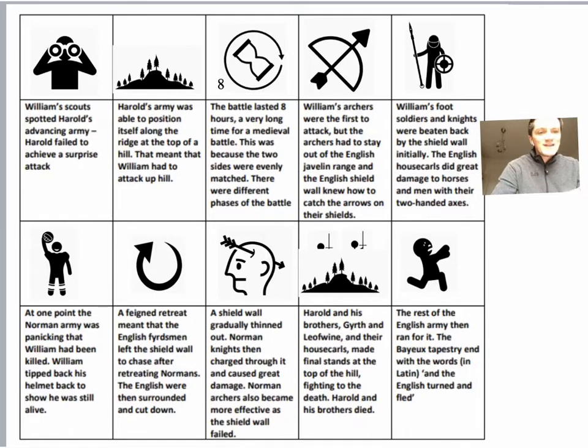The shield wall gradually thinned out. Norman knights then charged through it and caused great damage. Norman archers became more effective as the shield wall failed. So as some of the men had been brought out of the shield wall by this fake retreat, the shield wall gets weaker. There are gaps in it, and therefore there are holes that we can pick through.